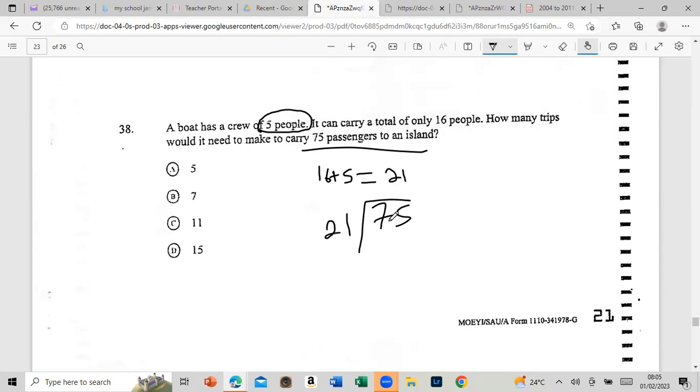So you can only carry 16 people. And this is a question that makes no sense. A boat has a crew of 5 people. It can carry a total of only 16 people. Oh, see what I'm saying? It's not saying that they can carry the 16 people plus the 5 crew members. It has a total of 16. Alright. So a total of 16.